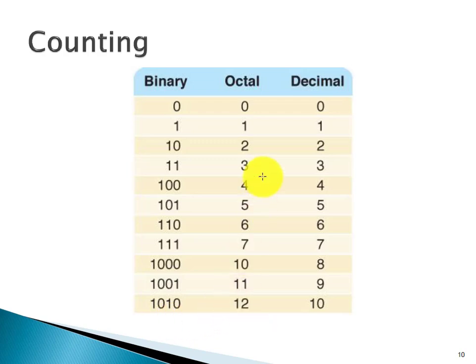So if you write it out in this way, you can actually see the conversions. So you can see this number in binary is this number in octal. This number in binary is this number in decimal. This number in octal is this number in binary. This number in decimal is this number in binary, and so on.